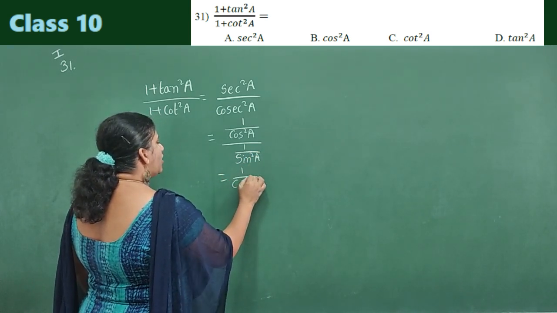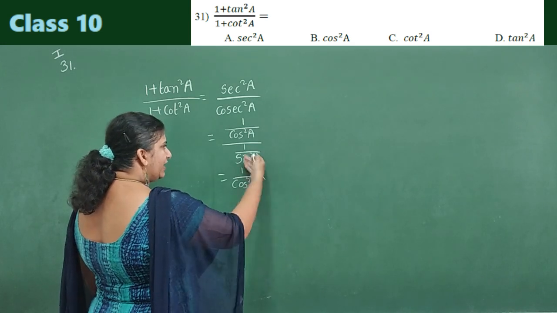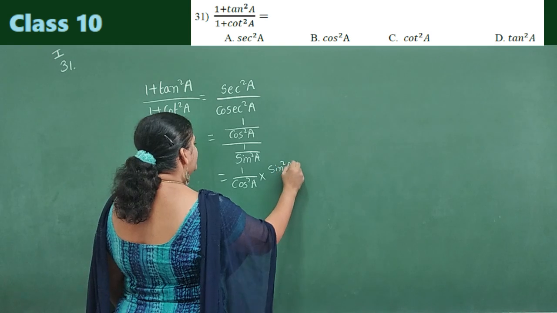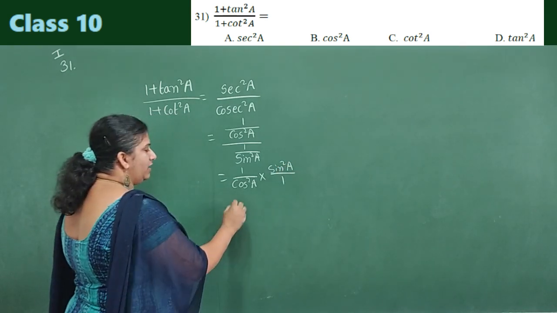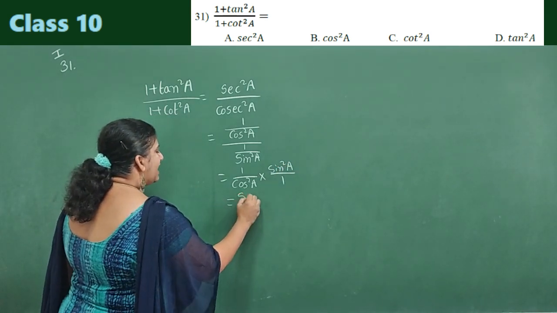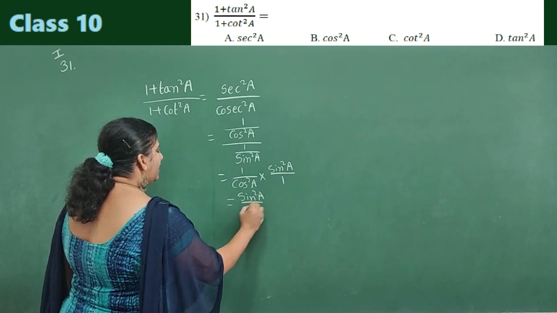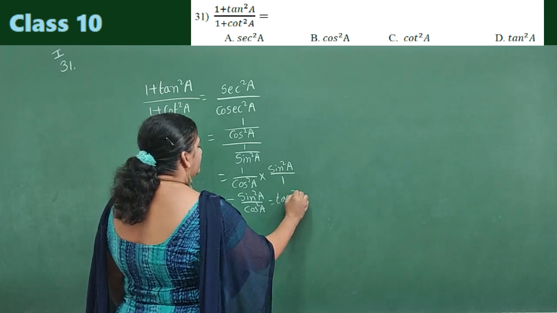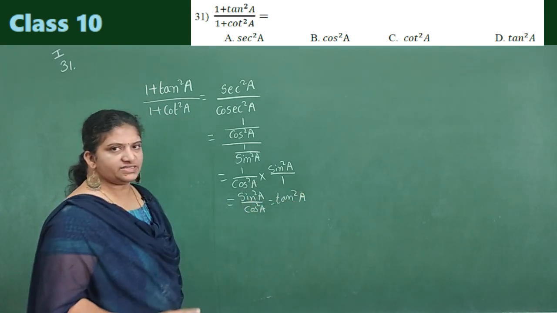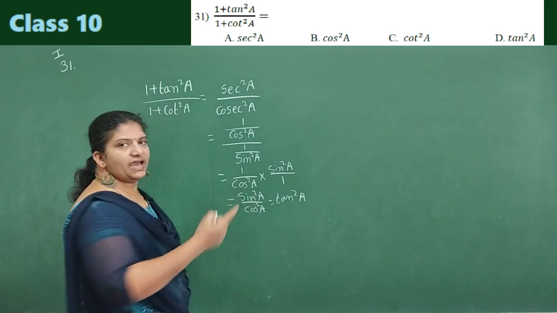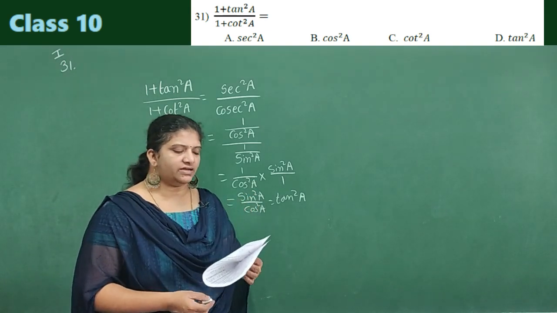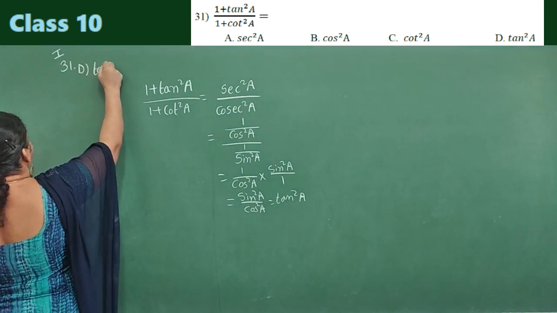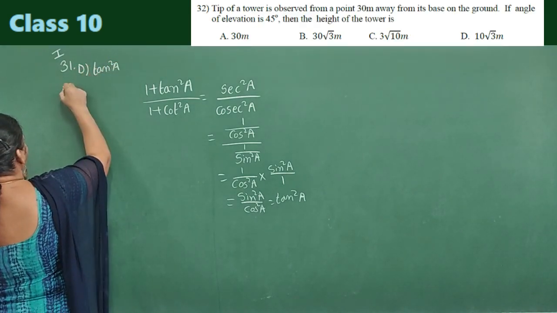Rewrite this 1 by cos square A, bring this to the numerator. That is, do the reciprocal. Sin square A by 1. Multiply. Sin square A by cos square A is nothing but tan square A. Sin A by cos A is tan A. Then square means tan square A. Check for the answer. Option D. Option D, tan square A.